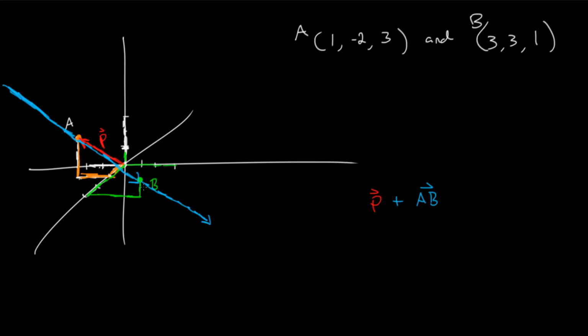P plus AB takes me here. P plus 2AB takes me here. P plus negative AB takes me about right there. So I can add a multiple of AB to start constructing the line. And there you have it. We will finish this problem in one second.